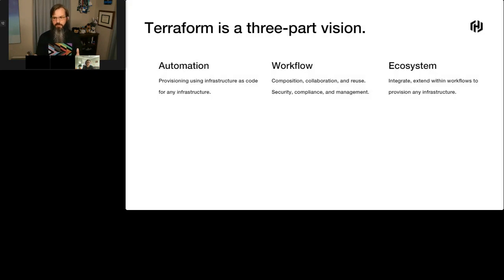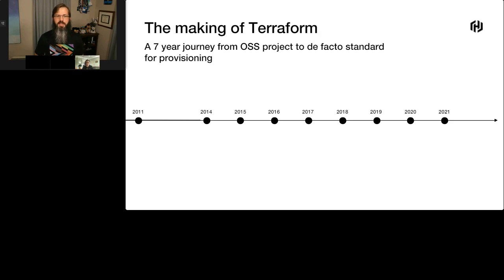Then lastly, we get into the ecosystem side. If we want to deploy our infrastructure anywhere on any service, we really need to integrate with the ecosystem and the partners and pretty much anything with an API in an extraordinary fashion. So let's take a timeline view of how we got to this point with Terraform. Even though the slide says 7 years, it's really a 10-year thing. This is a decade in the making, really.